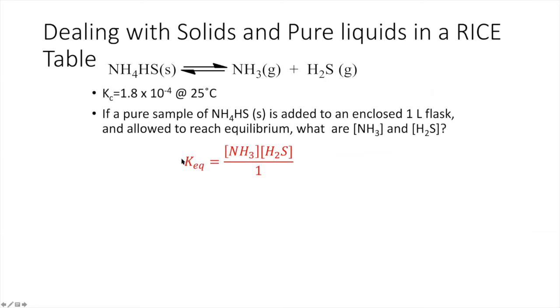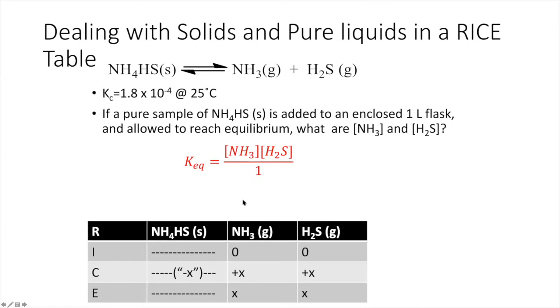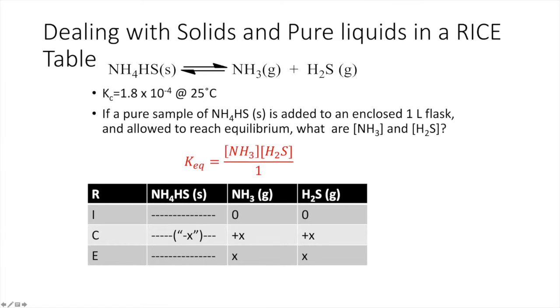Okay, so we determine the equilibrium constant expression: products over reactants, coefficients become exponents, and I leave out solids and pure liquids. Then I set up my table where every compound involved in the chemical reaction gets a column. My initial concentrations were 0 because nothing was said about the initial concentrations of ammonia or H2S. And so there's the shift, because Q is less than K, so it shifts to the right. And so I gain X amount of the ammonia and X amount of the H2S, which means I lose X amount of the solid here.